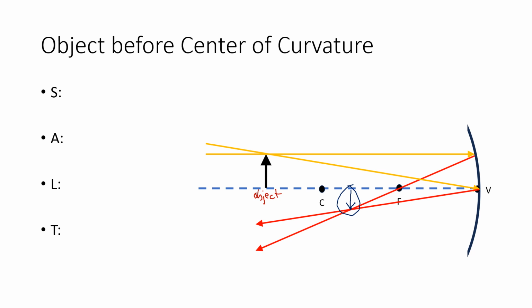So now let's use SALT to describe that image. Size, you can see that it is smaller than the object. Attitude, you can see that it is inverted. It's upside down compared to the object. Location, you can see that it is closer to the mirror than the object. And type, you can see it's in front of the mirror and not behind it, so that means it's a real image.